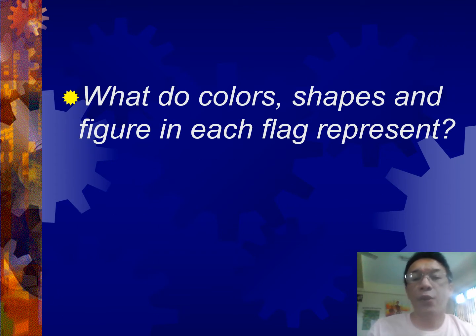Okay, based on the Venn diagram that you are doing, what do the colors, shapes, and figures in each flag represent? Some of your observations: you have the same colors and the same shapes, and you also have different colors and different shapes. The figures in each flag also have similarities and differences. Some of the figures and the shapes.